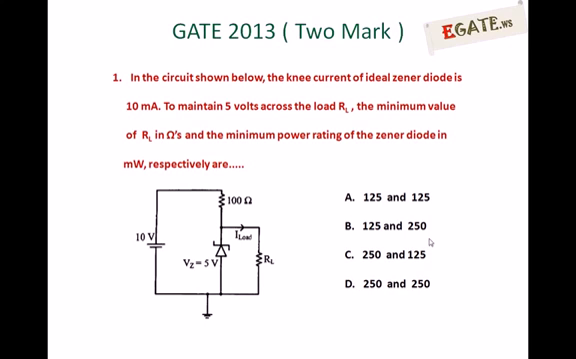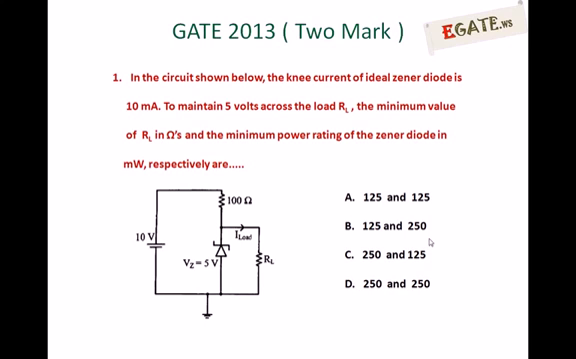The question is related to the Zener voltage regulator circuit. In the given circuit, the knee current of the ideal Zener diode is 10 milliamperes. To maintain 5 volts across the load RL, the minimum value of RL in ohms and the minimum power rating of the Zener diode in milliwatts respectively are: A, 125 and 125; B, 125 and 250; C, 250 and 125; D, 250 and 250.